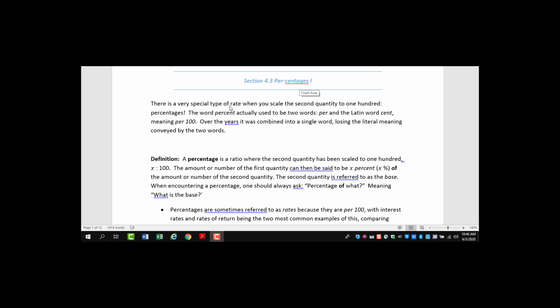A very special type of rate when you scale the second quantity to 100. Percentages. The word percent actually used to be two words, per and the Latin word cent, meaning per 100 or divide by 100 or over 100. Over the years it was combined into a single word, kind of losing the meaning conveyed by the two words.